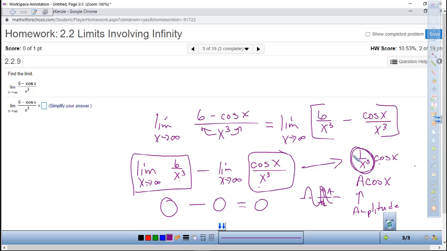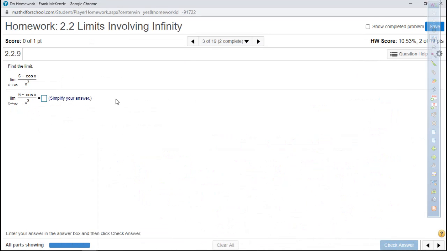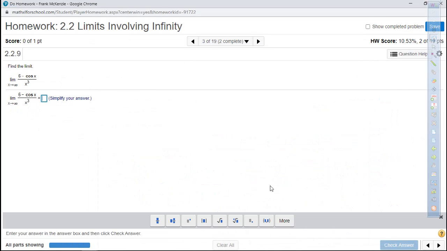Now, give me just a second, and I'll show you what that looks like as far as a graph. But let's go ahead and finish working this problem out first. So that's going to be 0.